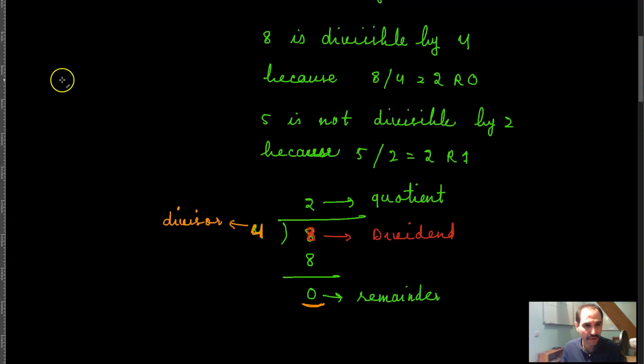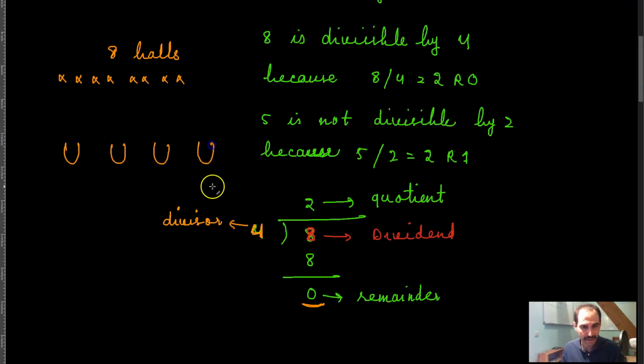Meaning that, for example, you have 8 balls: 2, 4, 6, and 8 balls. You want to divide these balls among, for example, 4 people, or you want to put these balls into 4 bags, right? So this is one bag, this is another bag, this is another bag, and this is another bag.